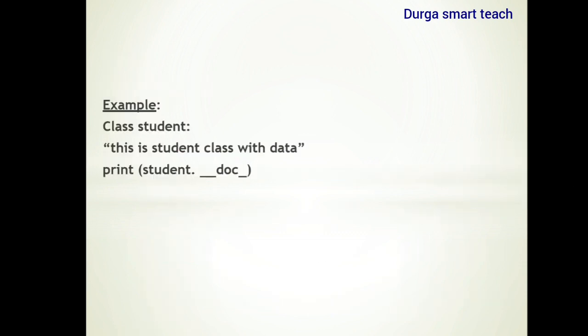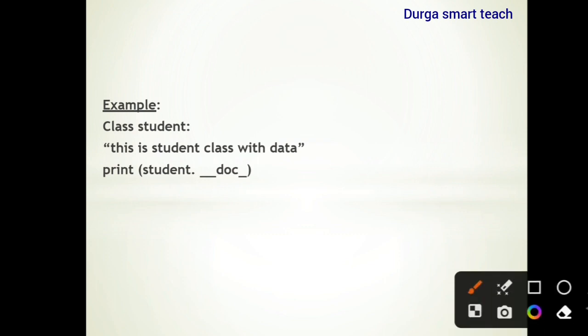Let's see the example. Here the class name is Student, with the docstring "This is student class with data". If you want to print this, you need to use the attribute __doc__. So Student.__doc__ will print "This is student class with data". That will be the output.